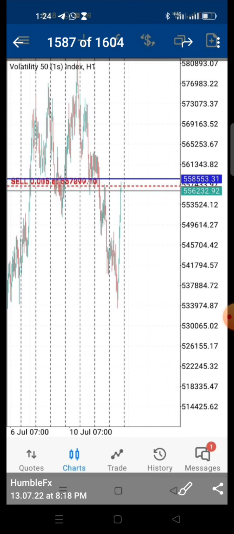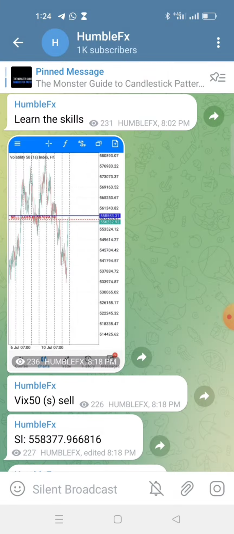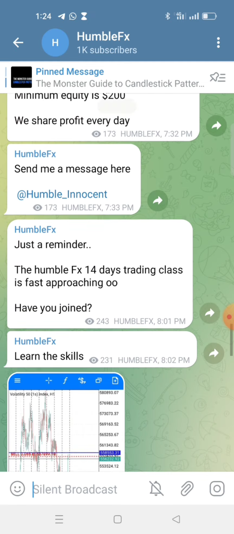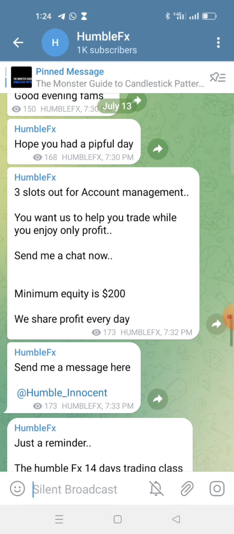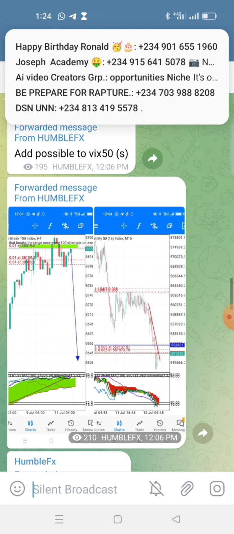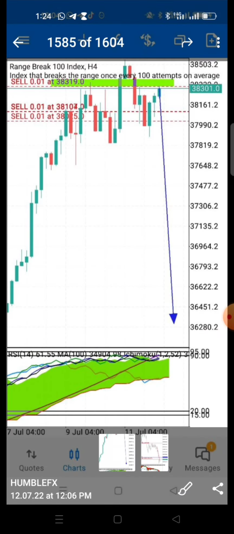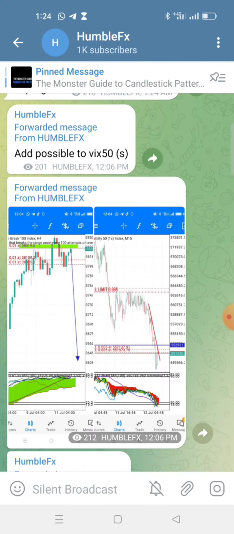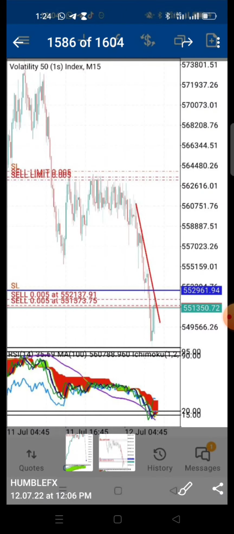We always use a tight stop loss, a very tight stop loss, so you don't have to lose money. See, these are the trades that we took, and we're making a lot of profits with these trades.